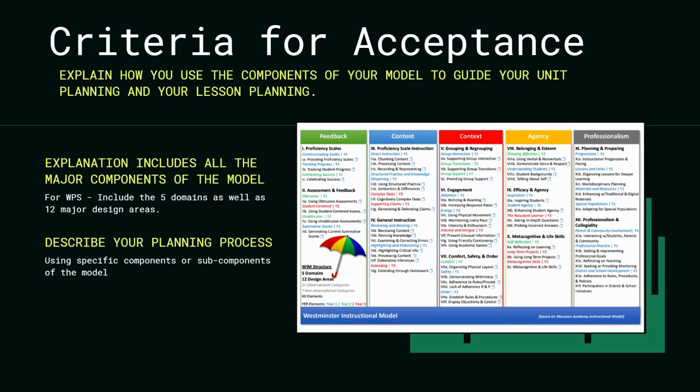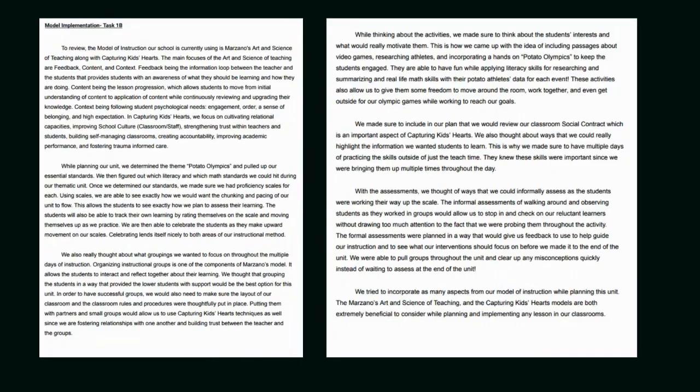So for WPS, include the 5 domains as well as the 12 major design areas. And describe your planning process. Which specific components and subcomponents of the model do you use, and where do you use them, and why? What does this look like? Well, it looks like you writing out a dialogue where you describe all of these parts in your thinking.